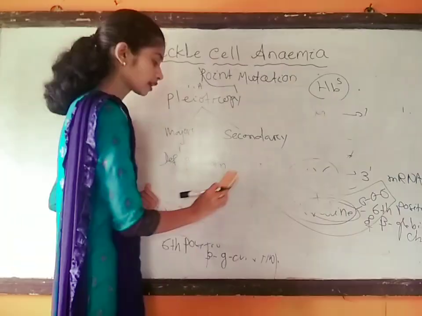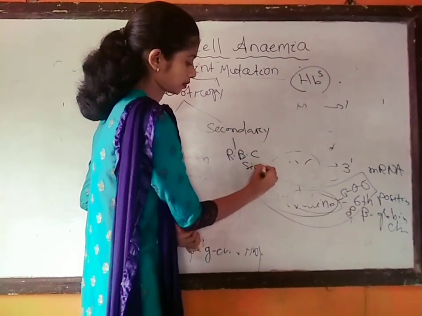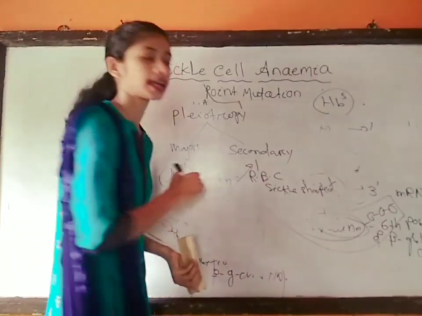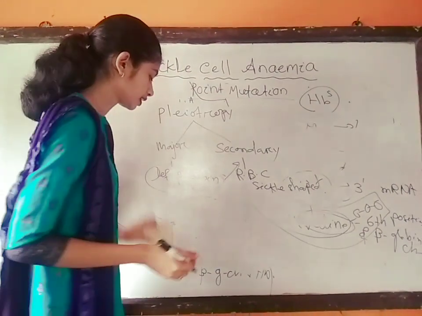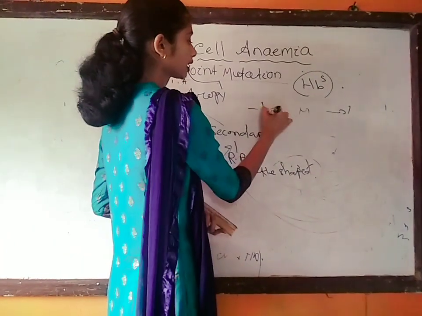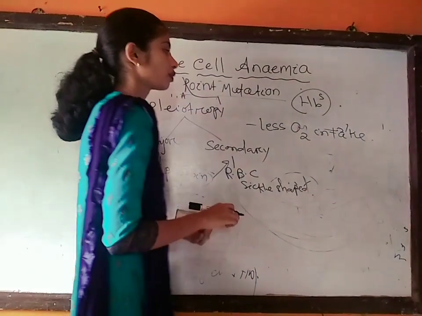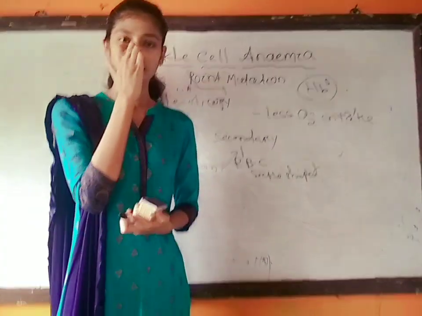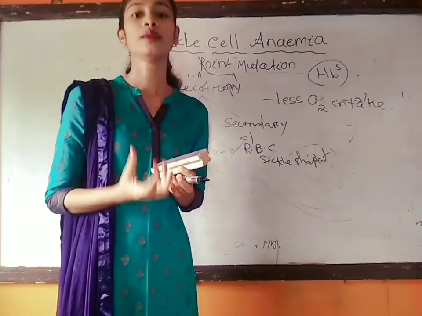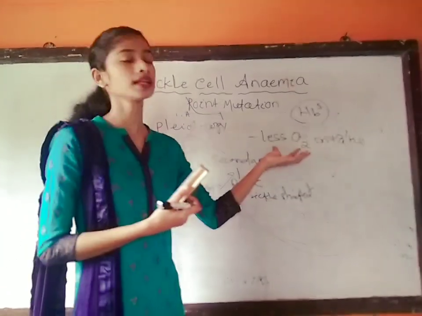If we find a defective beta globin chain, then the RBC will become sickle cell. This influences the secondary effect. And what happens in this sickle cell anemia? Actually, in this case, oxygen is taken in less amount. Because the RBC, when it becomes sickle cell rather than its regular shape, doesn't carry oxygen in sufficient amount. So oxygen intake is less.